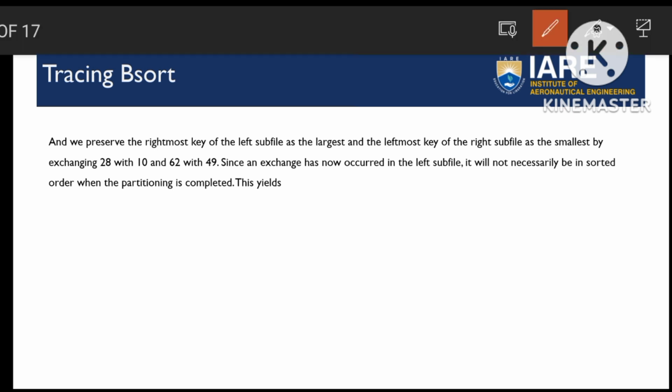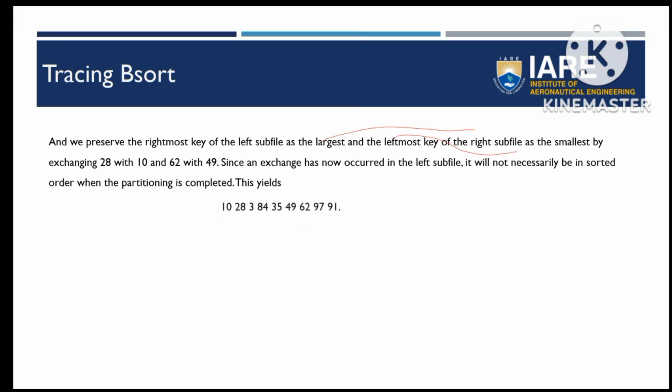Now we preserve the rightmost key to be in the left subfile as the largest and the leftmost key in the right subfile as the smallest. Exchange 28 with 10 and 62 with 49. Since an exchange has occurred in the left subfile, it will not necessarily be sorted other than when partitioning the subfiles: 10, 28, 3, 84, 35, 49, 62, 17, 79, 91.